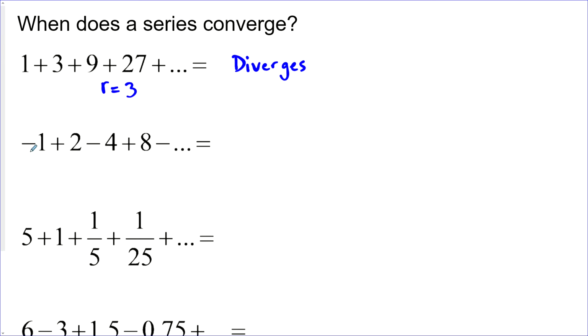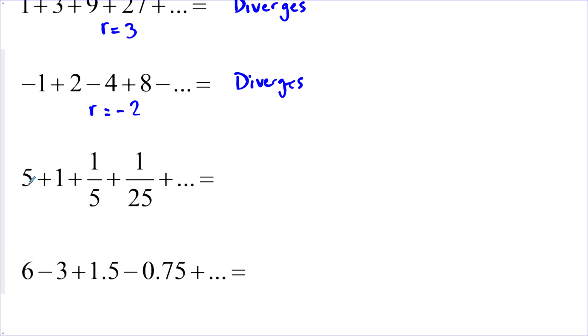Let's look at the next one. This one alternates, so it's pretty interesting. Negative 1 plus 2 minus 4 plus 8 minus 16, and so on. This one we find also diverges, and the common ratio here is negative 2. So it doesn't matter if it's negative or positive. Okay, let's look at some other examples. So 5 plus 1 plus 1/5. The R value is 1/5.